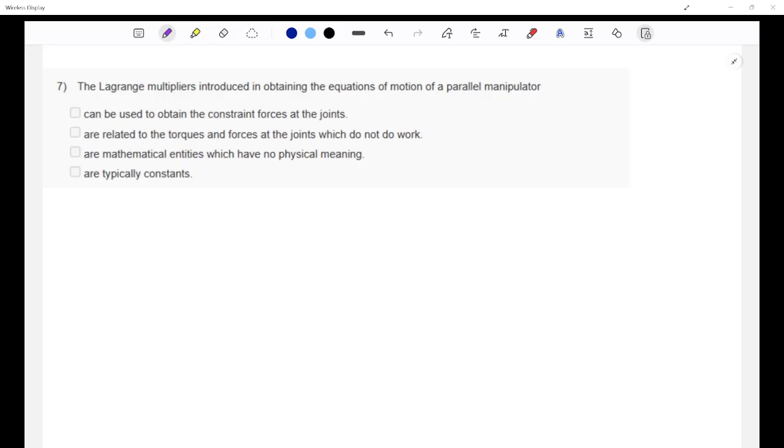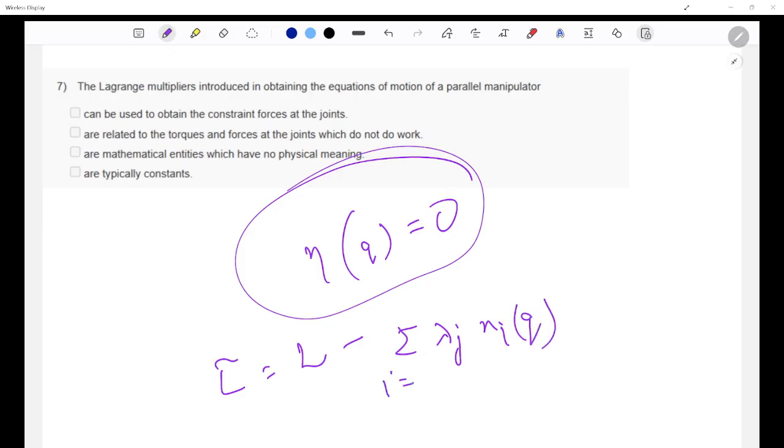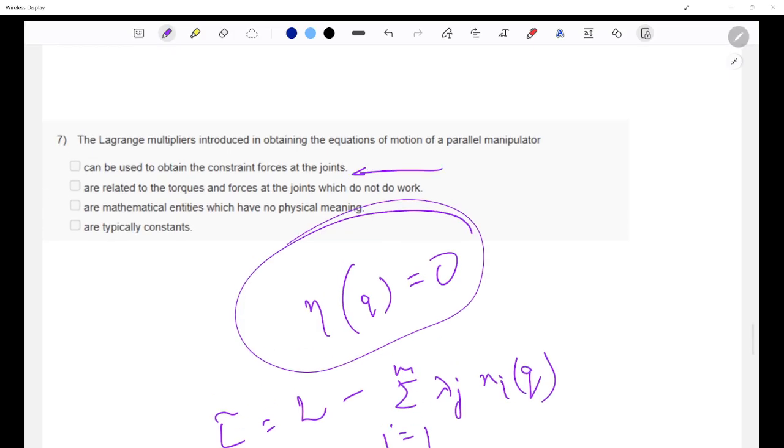First of all, why do Lagrange's multipliers appear? Because we have the constraints. Parallel manipulators contain closed loops, for example the 4-bar mechanism. Right? We saw that constraints appear like this. To enforce these constraints in the Lagrangian formulation, we introduce Lagrangian multipliers. We also saw that we can write it as lambda j times the constraint equations, where j varies from 1 to some m constraints. So it can be used to obtain the constraint forces at the joint.